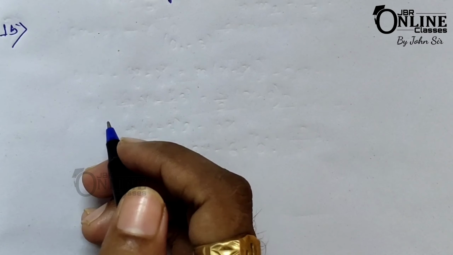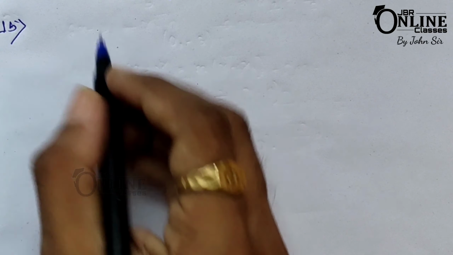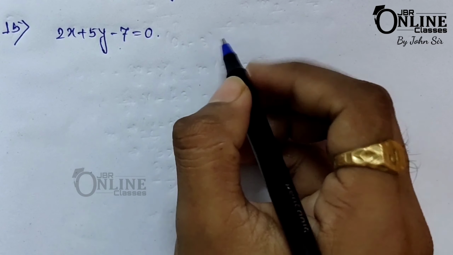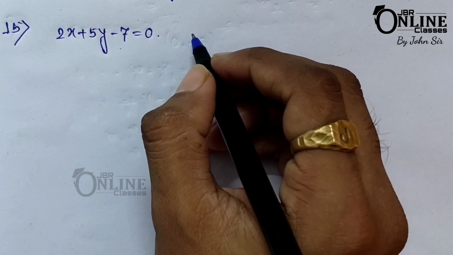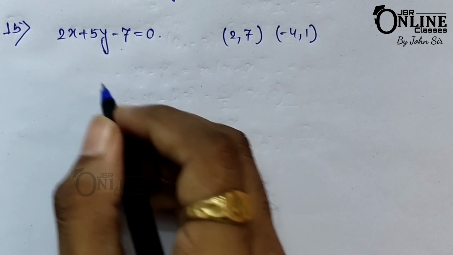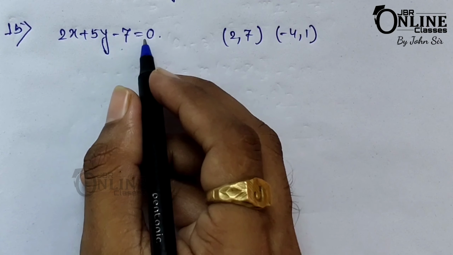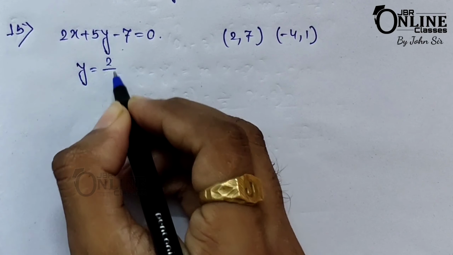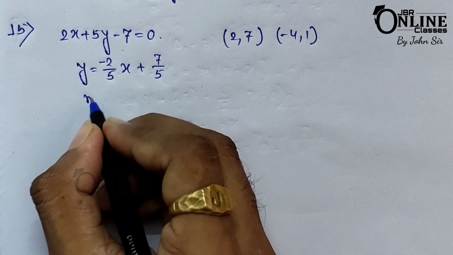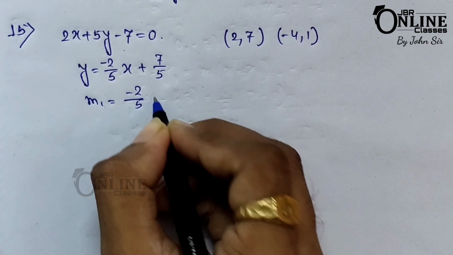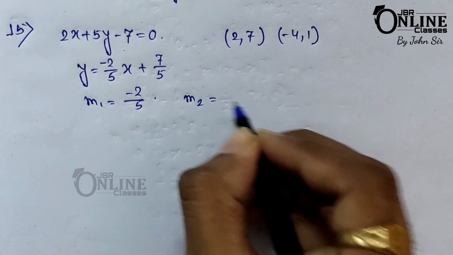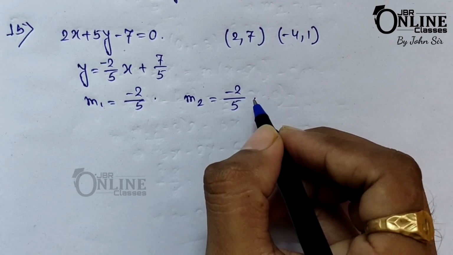Now sum number 15. Find the equation of the line that is parallel to 2x plus 5y minus 7 equal to 0 and passes through the midpoint of the line segment joining the points 2, 7 and minus 4, 1. Okay, so here the given line 2x plus 5y minus 7 equal to 0. So from that y equal to minus 2 by 5x plus 7 by 5. So that means here the slope m1 equal to minus 2 by 5. Now as these two straight lines are parallel to each other, the value of m2 is also minus 2 by 5.